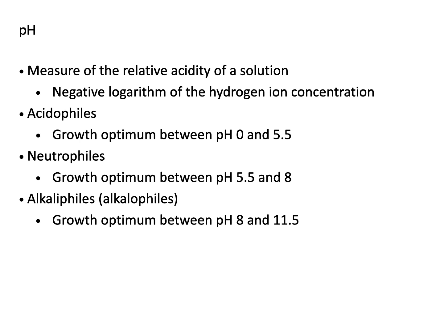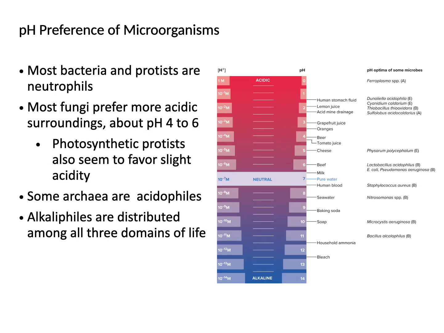Neutrophiles will like the neutral pH because they grow optimally in pHs 5.5 to 8. And then alkaliphiles are the ones that live in a basic pH, so their optimal growth is between pH 8 and 11.5. So most bacteria and protozoa are neutrophiles, which is good because we provide them with that environment, except for in a couple of locations. Most fungi actually prefer a more acidic surrounding, so they like a lower pH between 4 and 6.